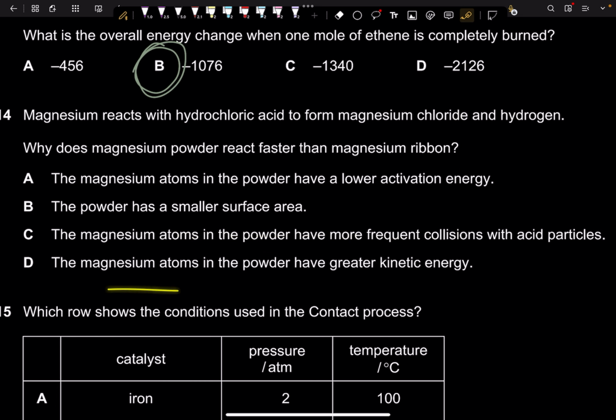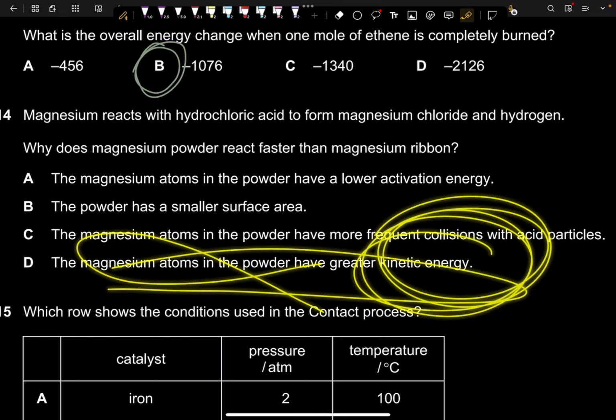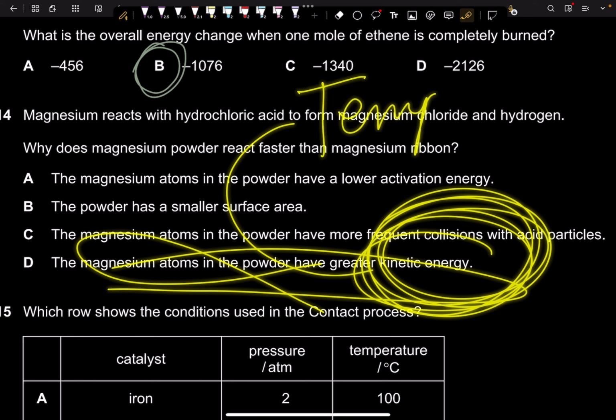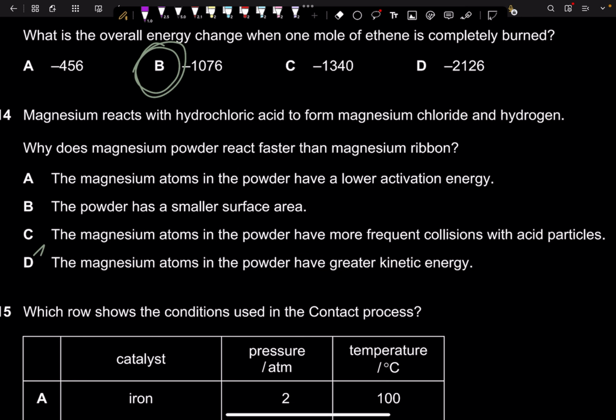Magnesium atoms in powder have greater kinetic energy. No, kinetic energy is always determined by the temperature. Okay, it's always determined by the temperature. If you change temperature, you change kinetic energy. So this is incorrect. This is correct.